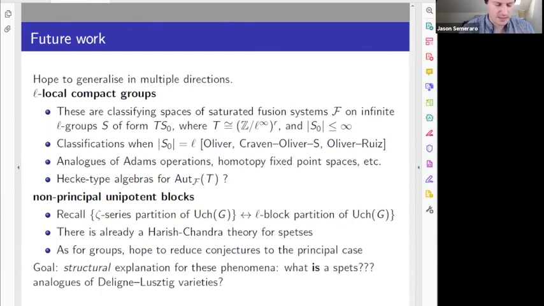But really, as I said at the beginning, what we really want is a structural reason. We've dealt with a lot of arithmetic questions, but what's the real structure underpinning all of these things? What really is a Spets? Are there analogs of, for example, Deligne-Lustig varieties, which would help us understand some of the structure going on in the background, maybe defined from L compact groups or something? Those are the questions in the back of my mind to try to understand these things a bit better. But okay, I think I'll stop there.